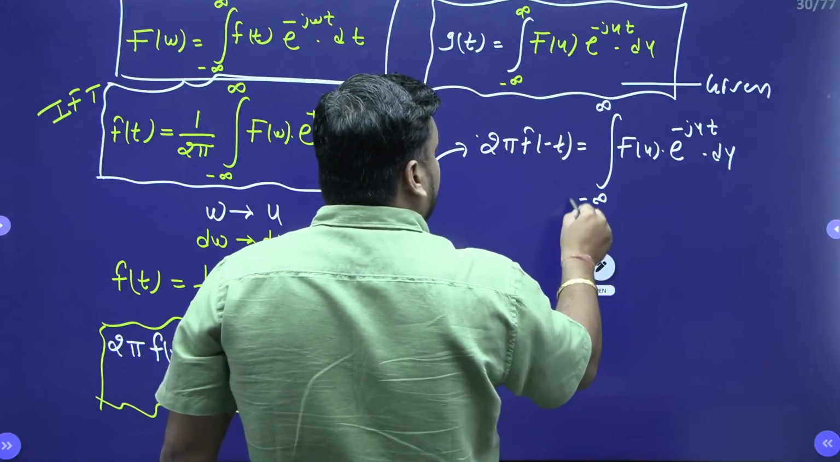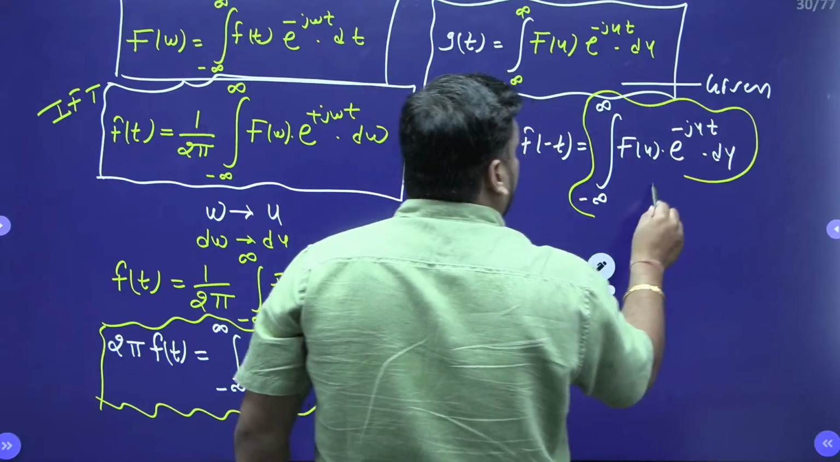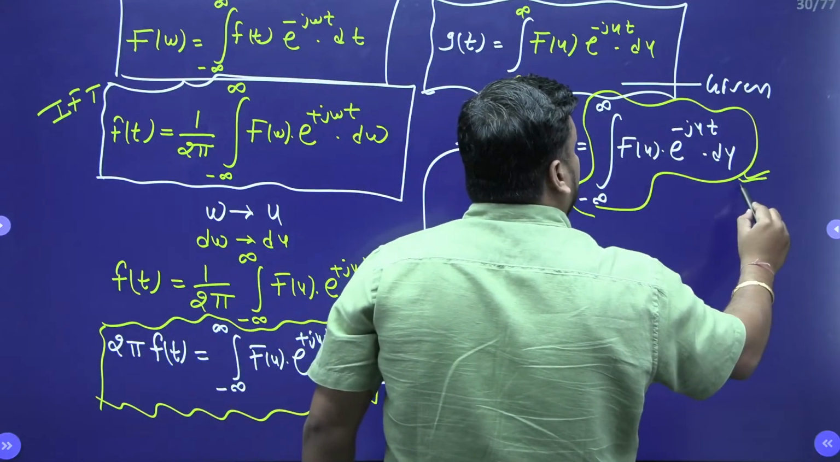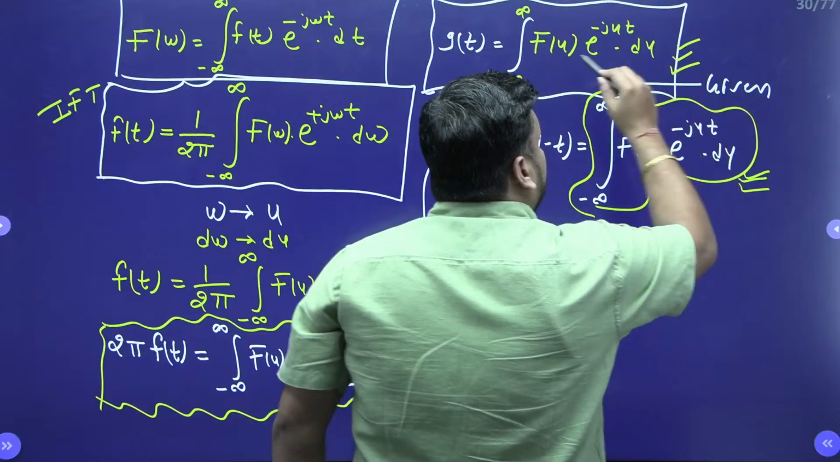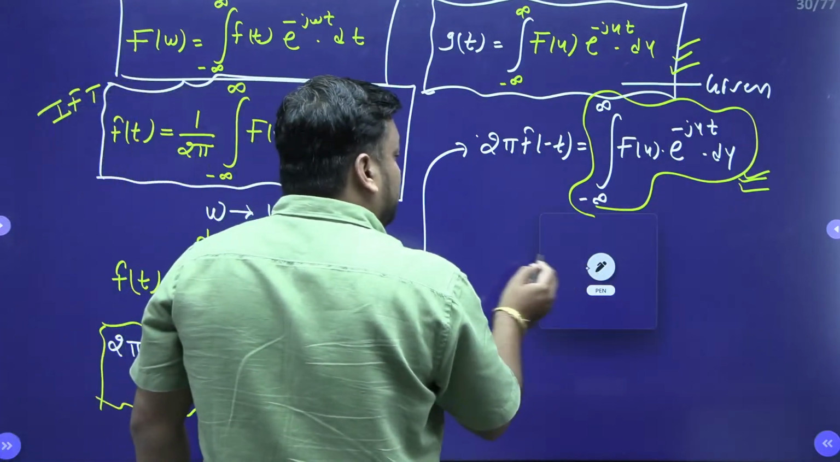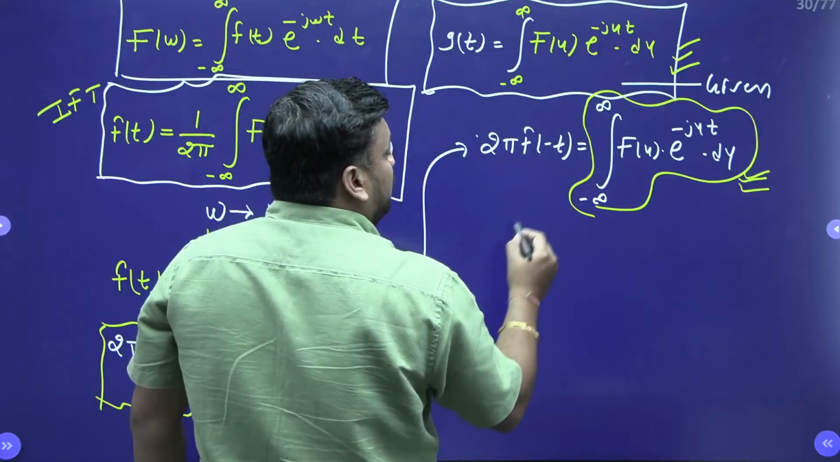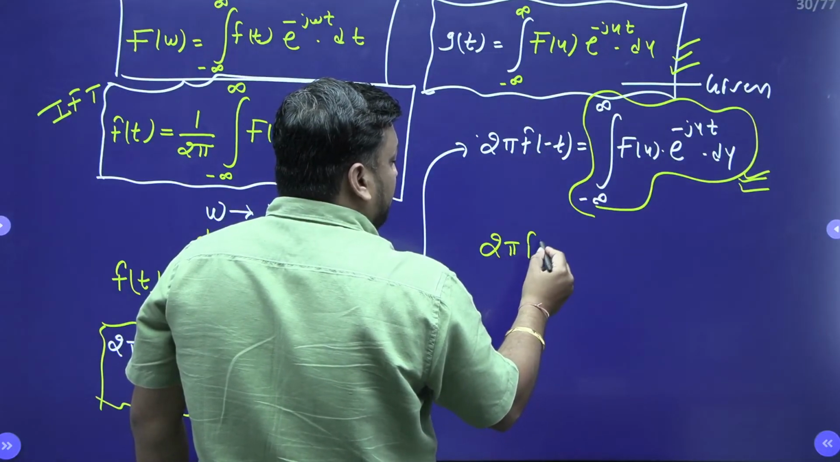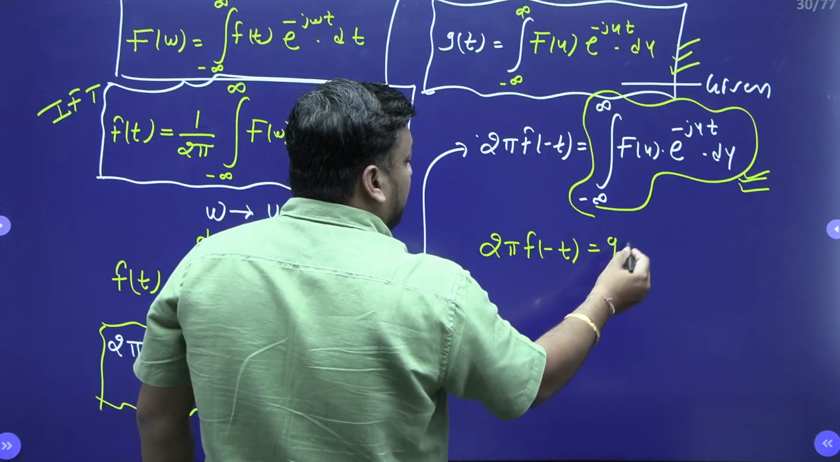Now you will see that, sir, this part is nothing but g(t) only. The right hand side part is equal only. So it means we should write this is equal to g(t). It means 2 pi f(minus t) is actually equivalent to g(t).